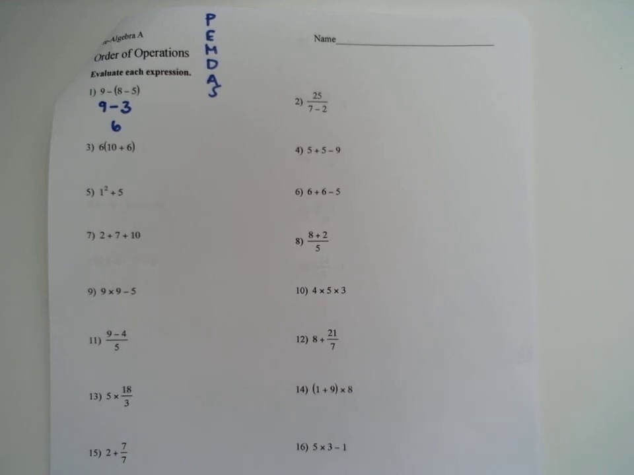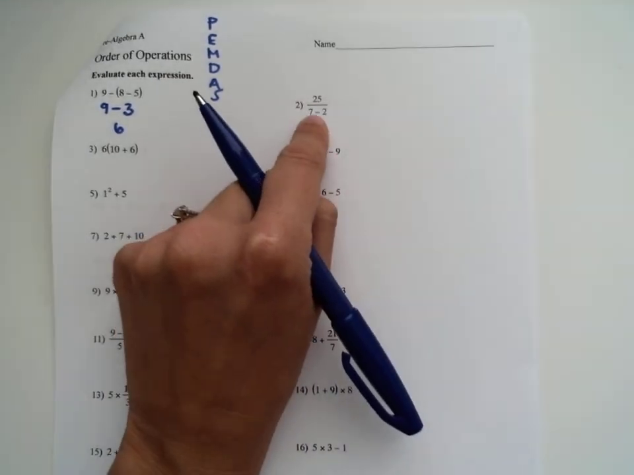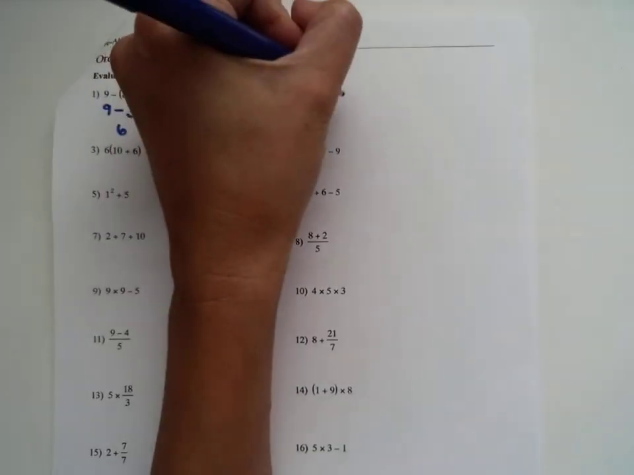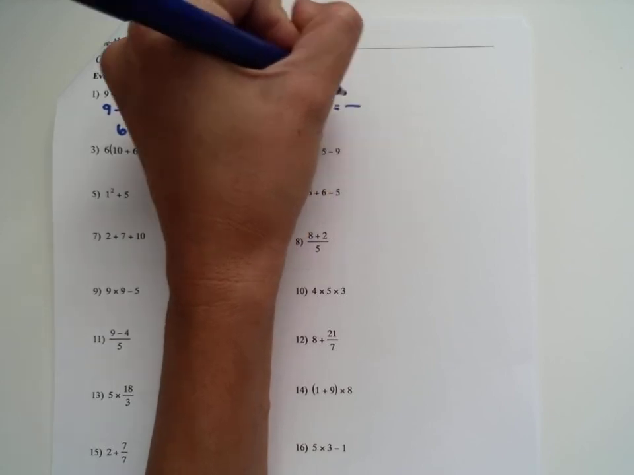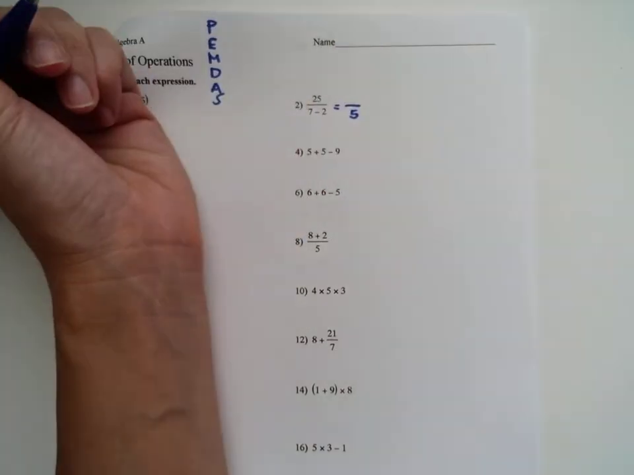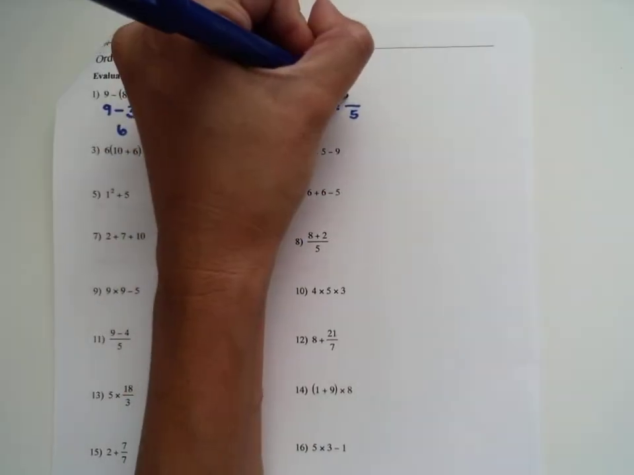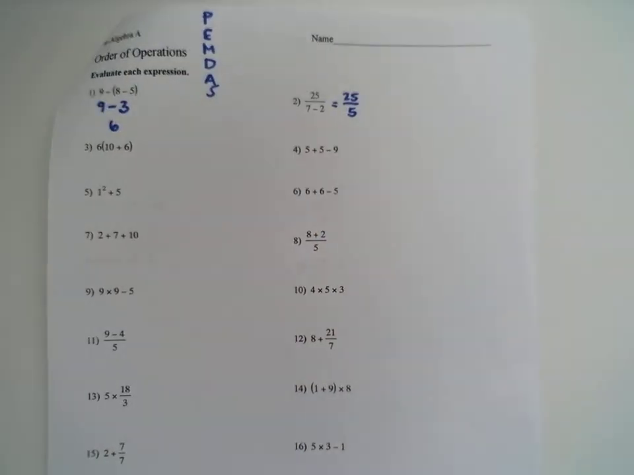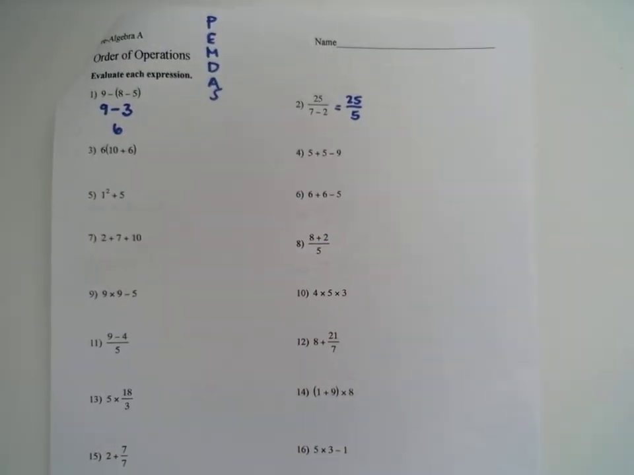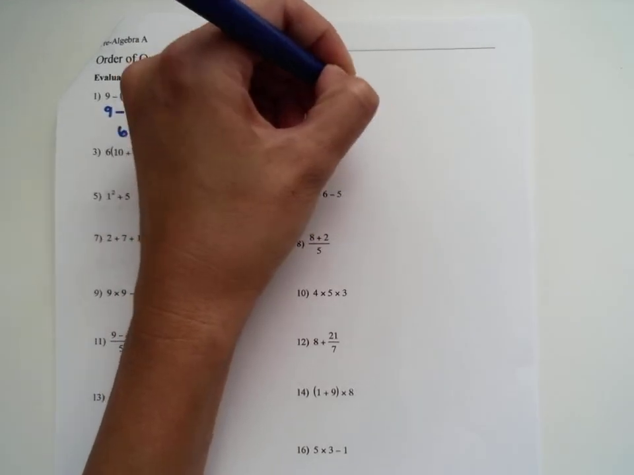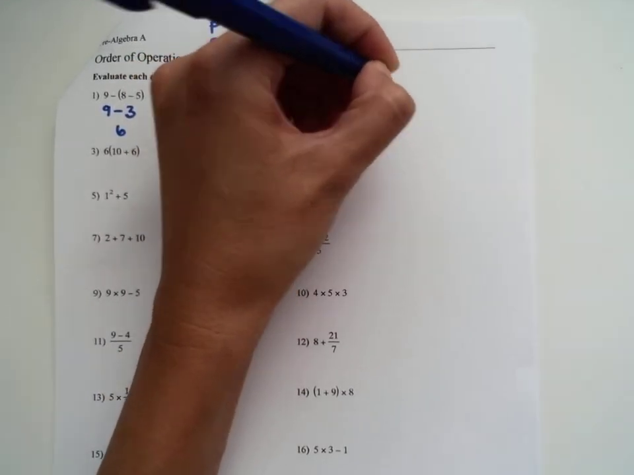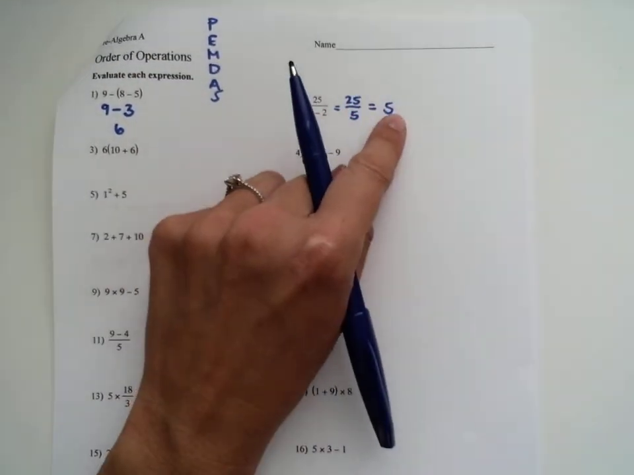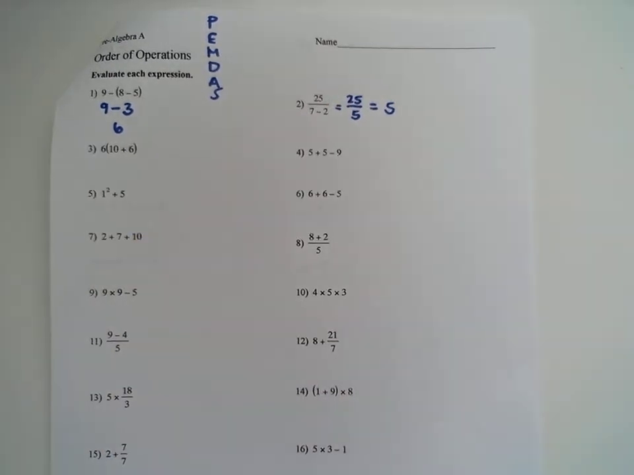Number 2, we have 25 divided by (7 minus 2). First, we need to simplify the 7 minus 2, which is 5. And we have 25, so now 25 divided by 5. We divide 25 into groups of 5. There will be 5 in each group because 5 times 5 is 25.